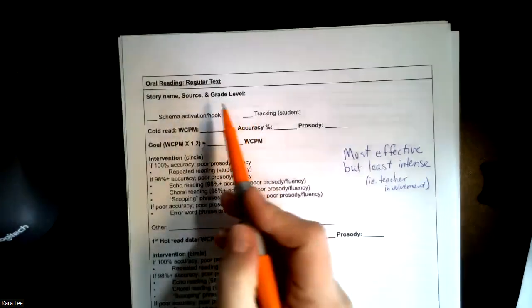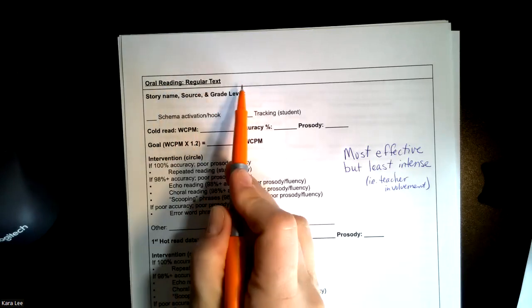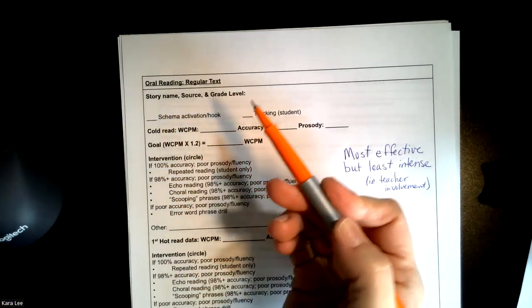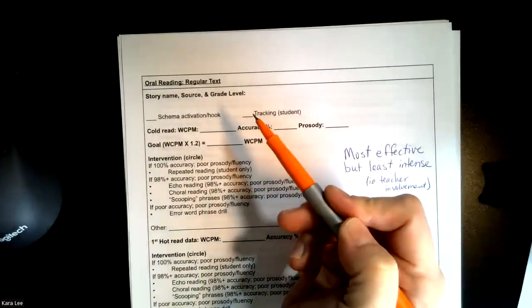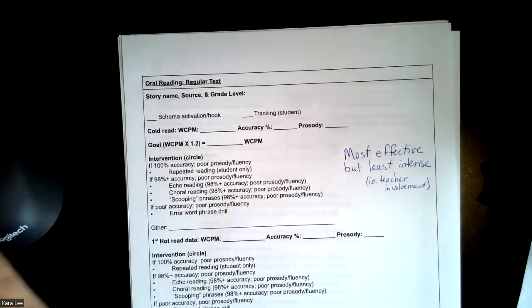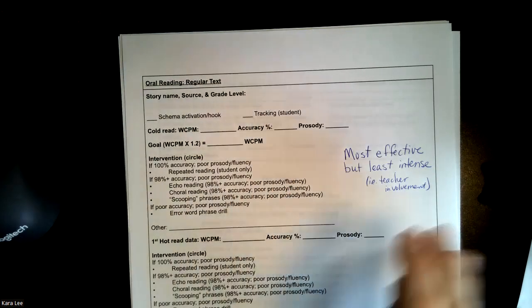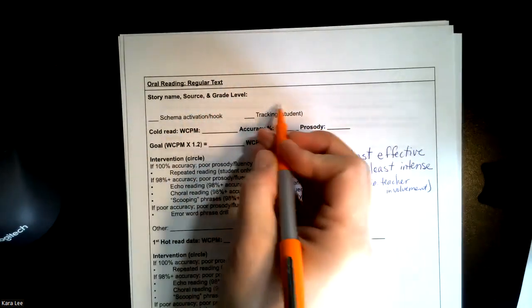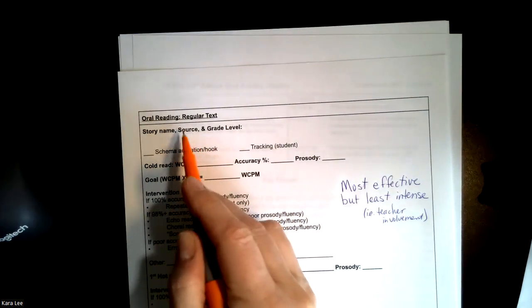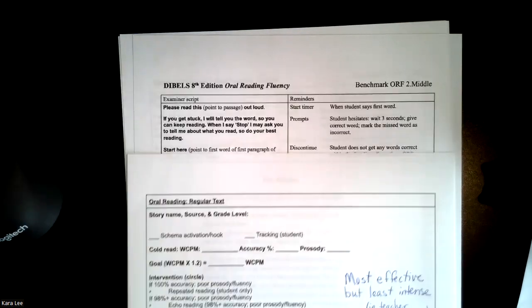So first of all, you're going to want to make sure that you've already figured out the grade level for which you're going to be working on regular text, and that was explained in the previous video about finding the correct grade level. But every time that you work with a student, and here's your lesson plan, you need to write in here the name of the story, the source, like where you got it, and the grade level.